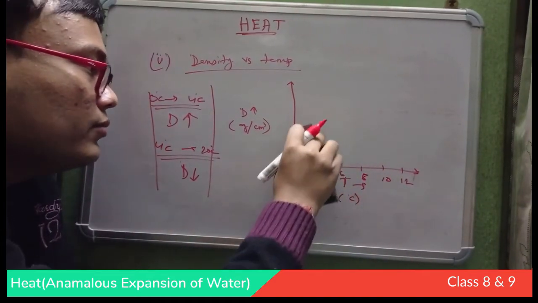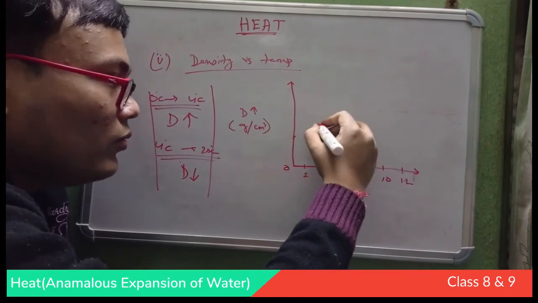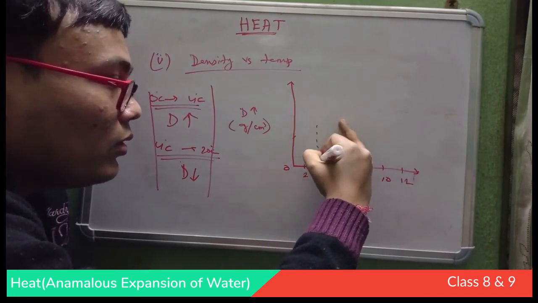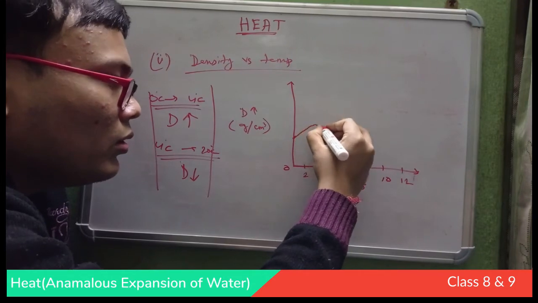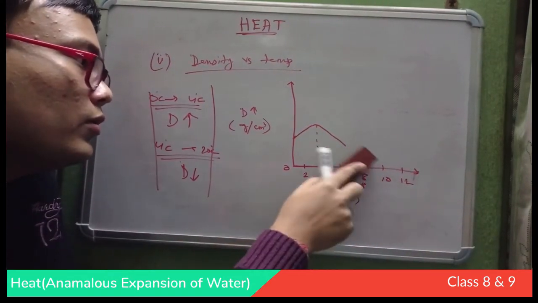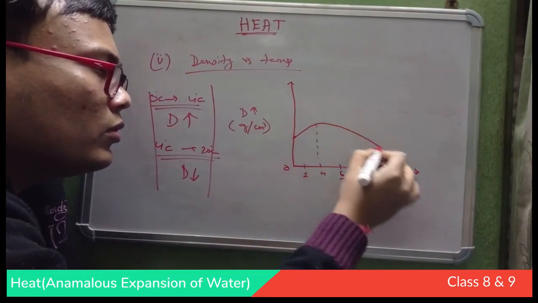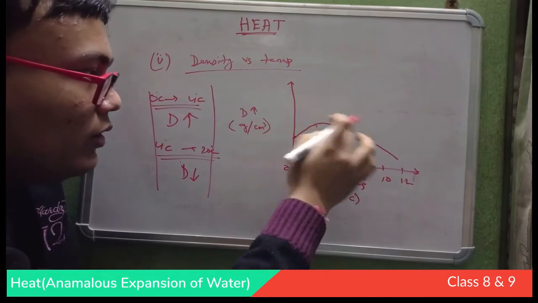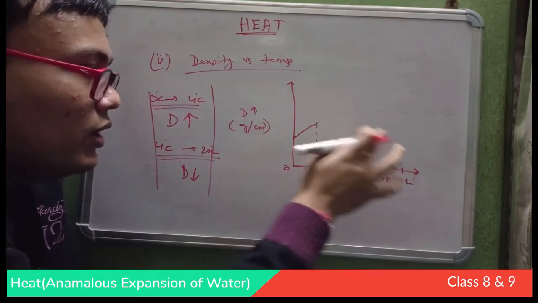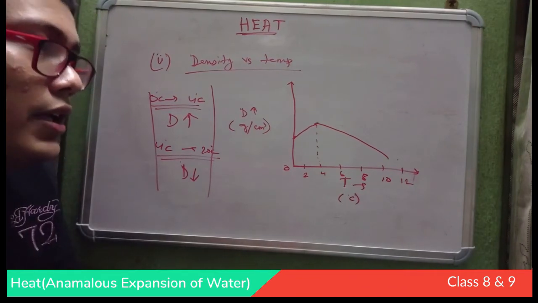Draw it again. Sorry. Up till 4 there will be an increase in the density, and from 4 the density will decrease.